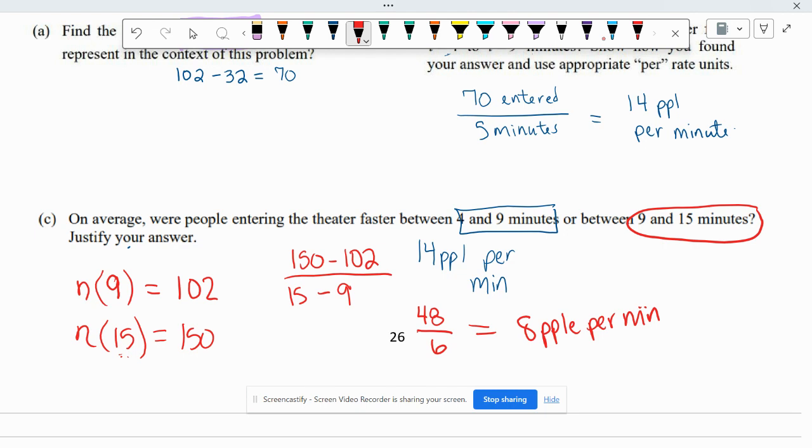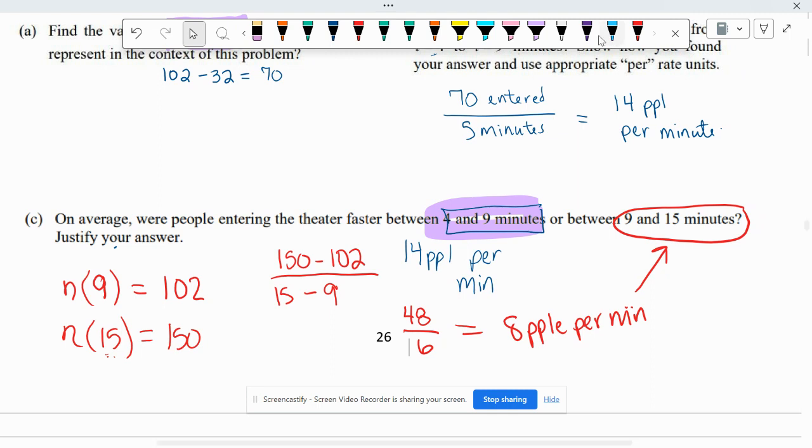So we have 8 people between 9 and 15 minutes. 8 people are entering per minute. Which one has more people entering per minute? Which interval? The 4 to 9, right? Because there's 14 people. So it's just calculating slope. 14 people per minute at 4 to 9 minutes.